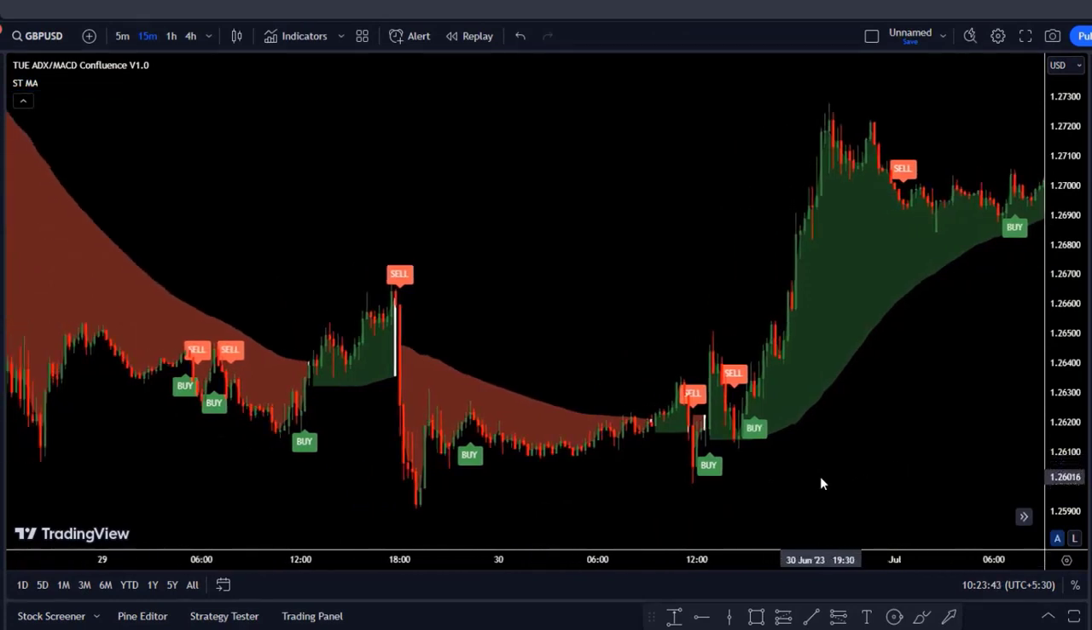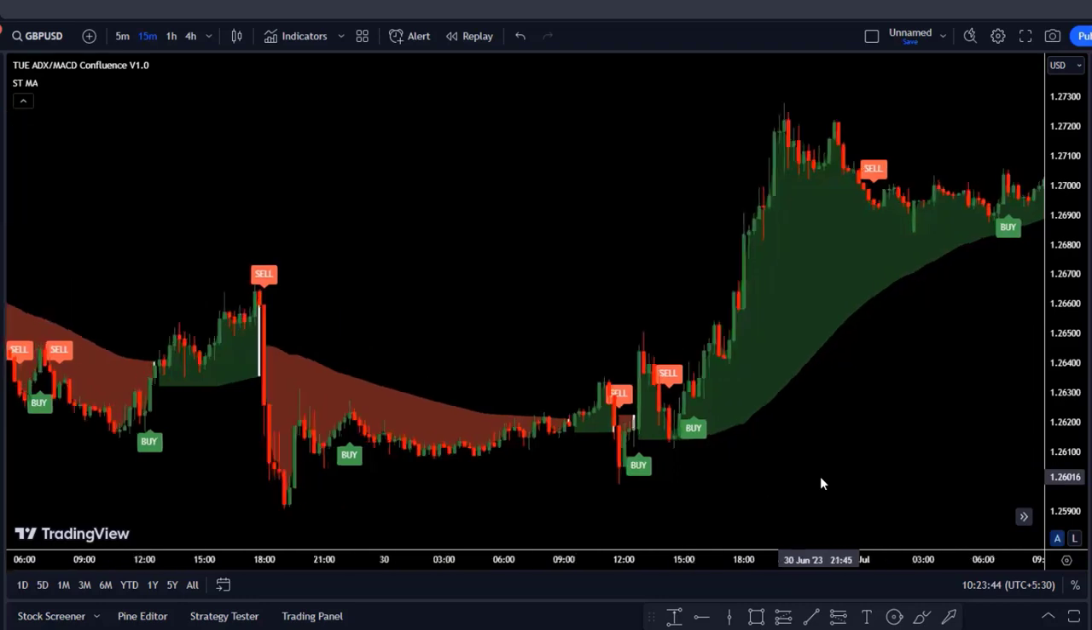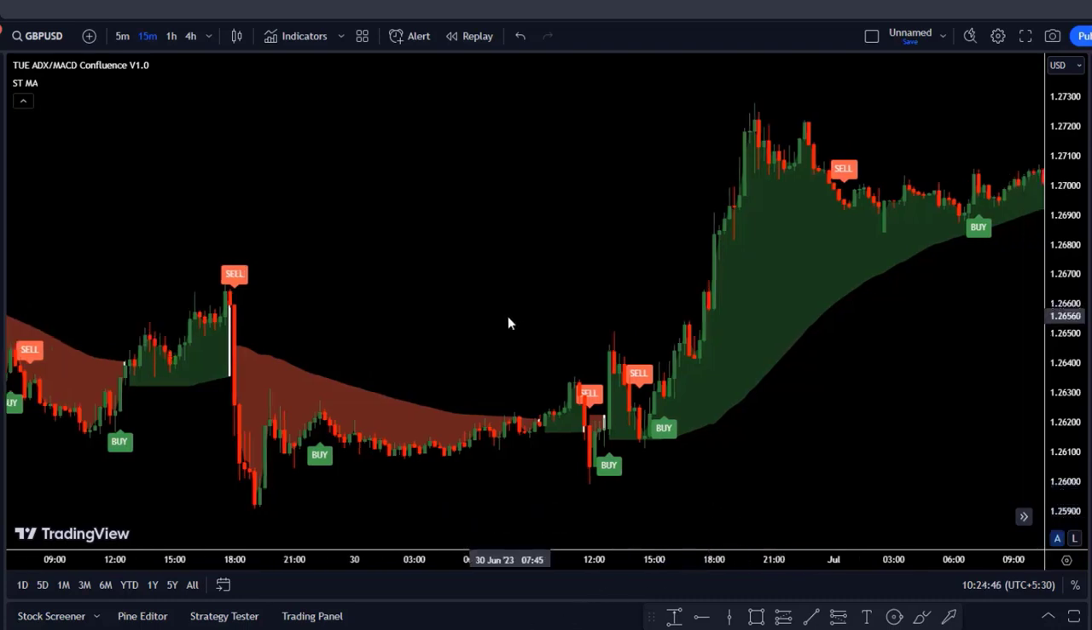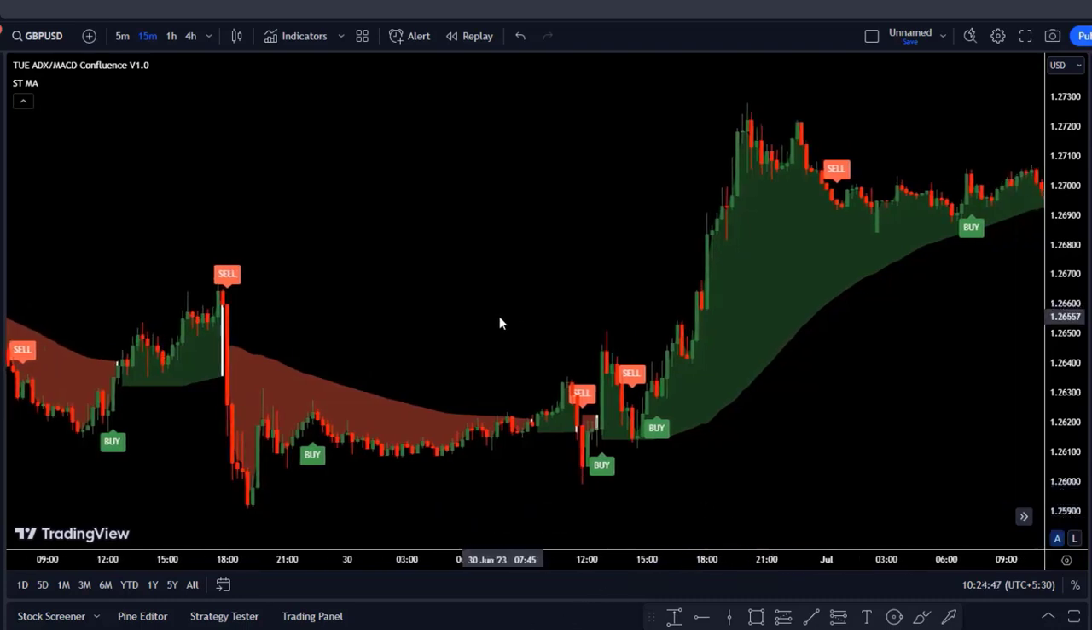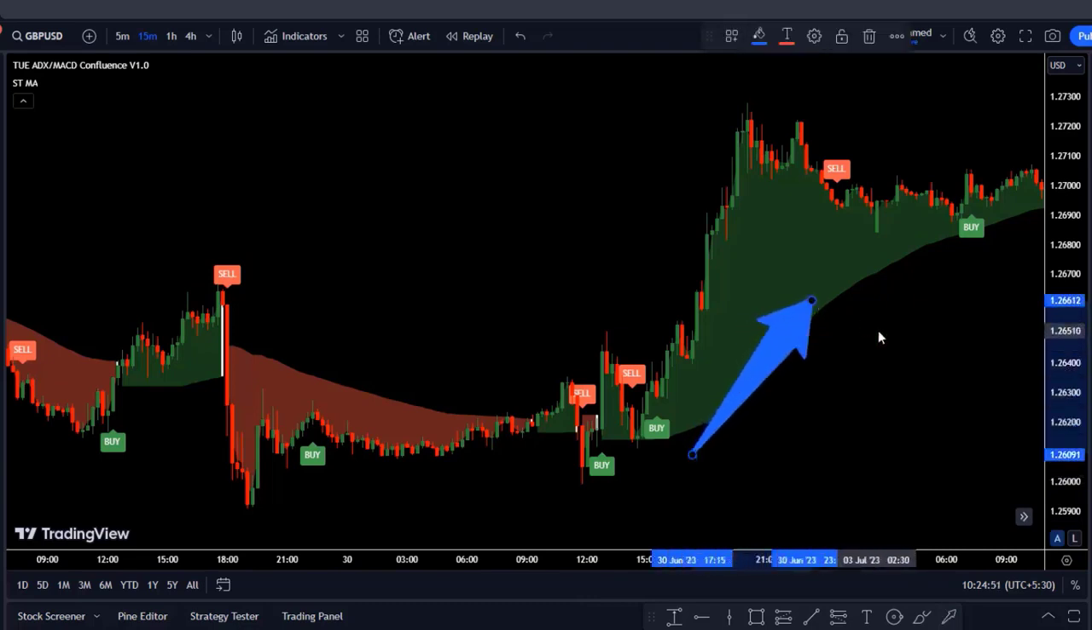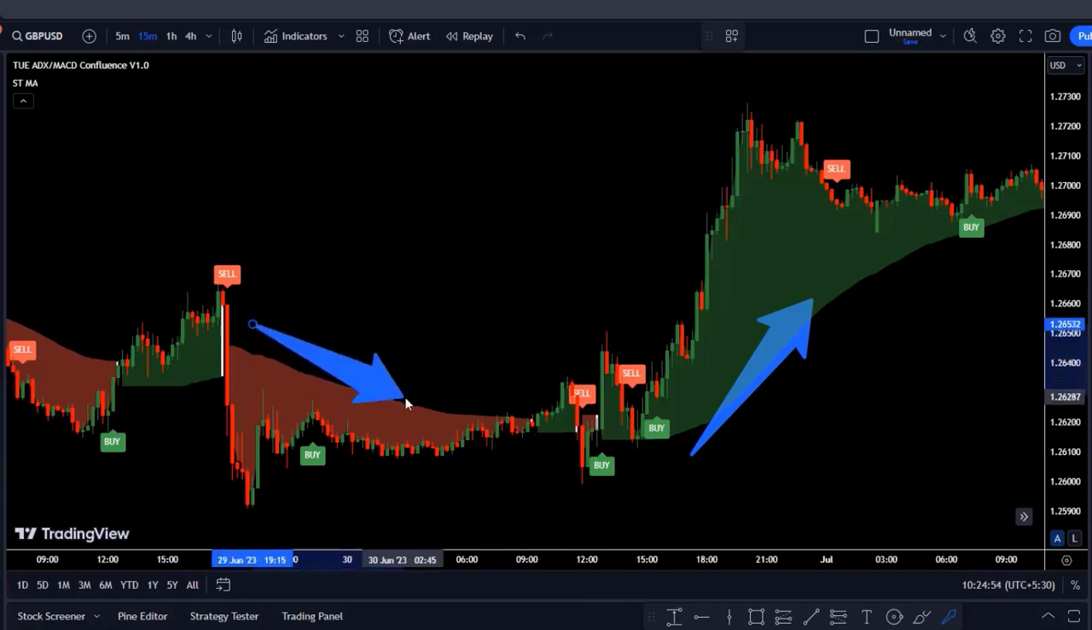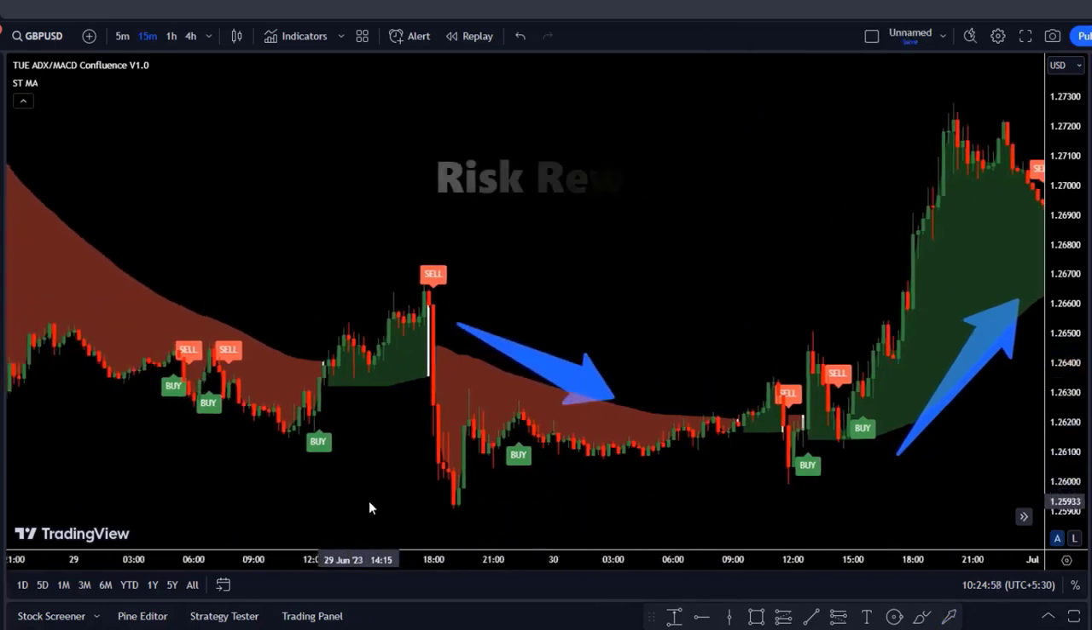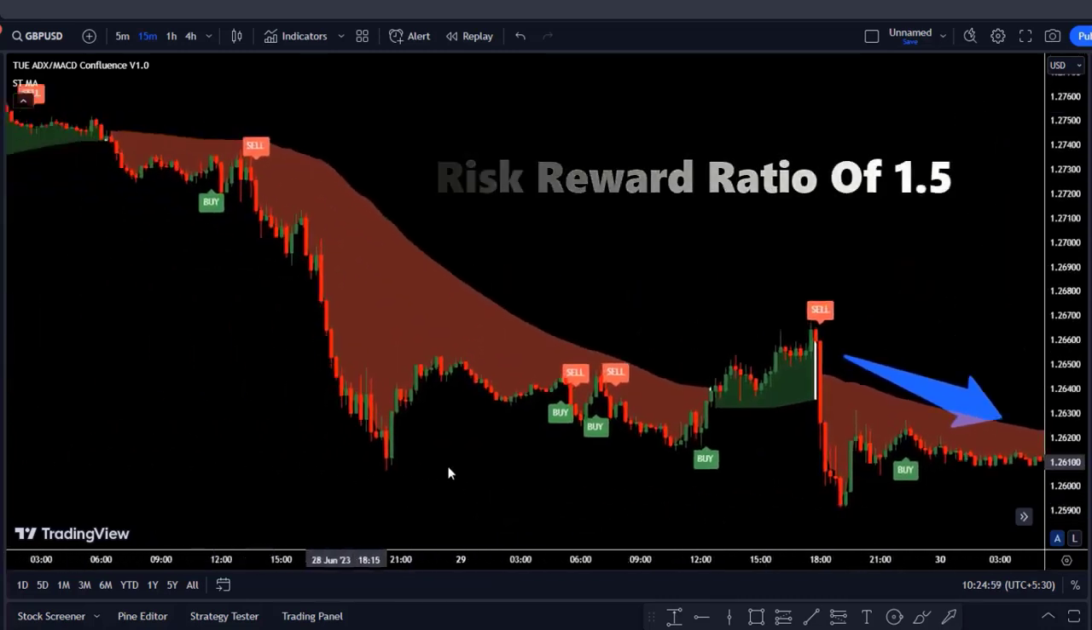In the end, I'll introduce another incredible indicator that will undoubtedly blow your mind. But before we get to that, let me show you how you can effectively utilize these indicators to maximize your trading opportunities. We'll utilize the Super Trend indicator to detect long-term trading opportunities. Whenever it turns green, we'll open a long trade and hold it until it turns red. For short-term trades, we'll rely on the ADX-MACD confluence indicator, aiming for a risk-reward ratio of 1.5.